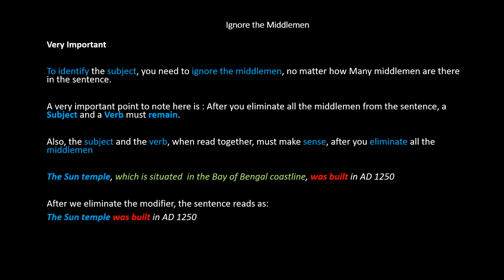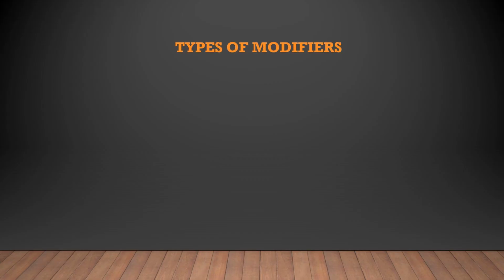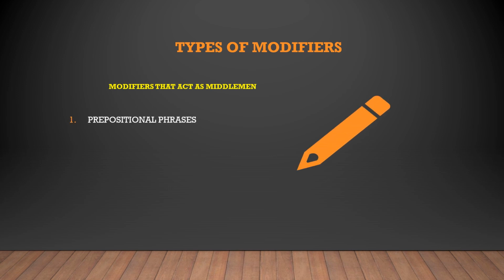Now let me explain you the types of modifiers. Modifiers that act as middlemen include: 1. Prepositional phrases, 2. Relative clauses, 3. Present participial phrases, 4. Past participial phrases, 5. Additive phrases, 6. Non-essential modifiers. Now let us discuss these modifiers one by one.